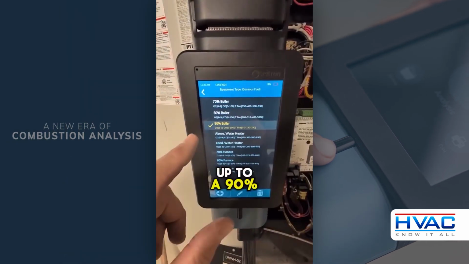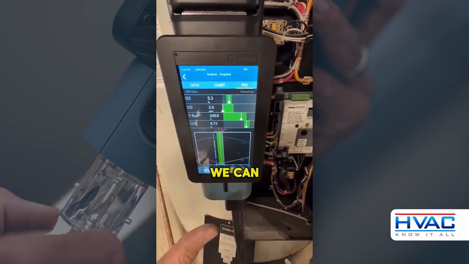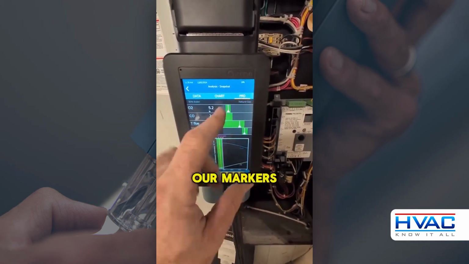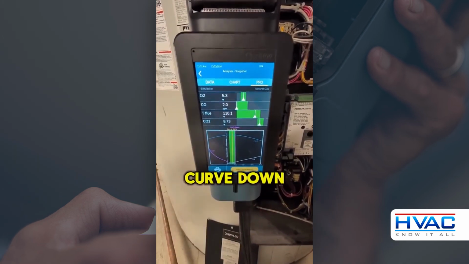We've set this up to a 90% boiler, so when we come out, we can see everything, our readings still, but we can see we are lined up. Our markers are in the green zone, and it's pretty cool. We have that stoichiometric curve down at the bottom.